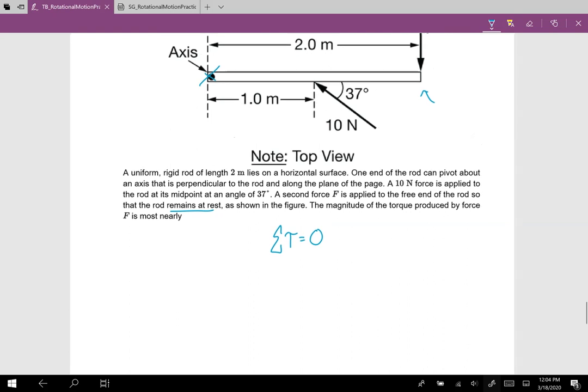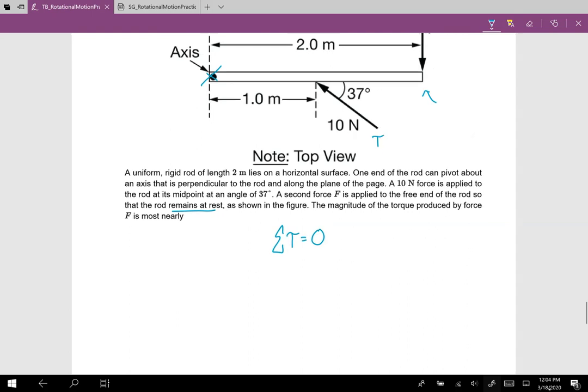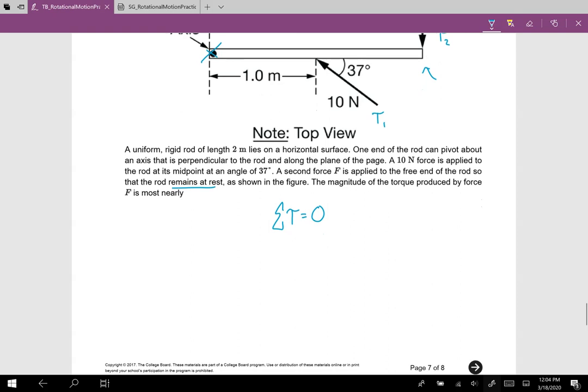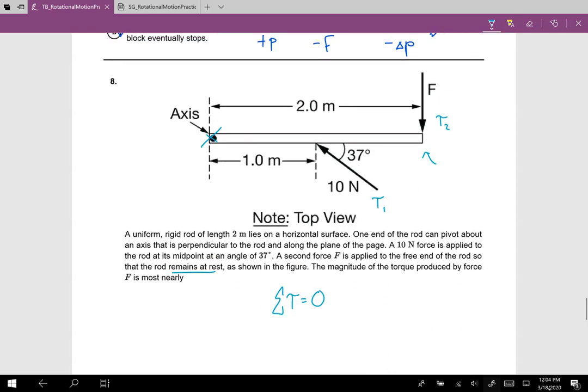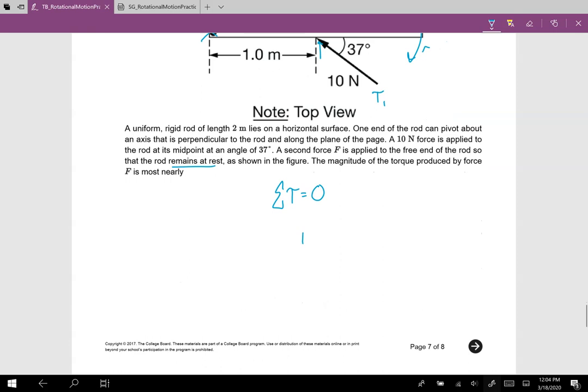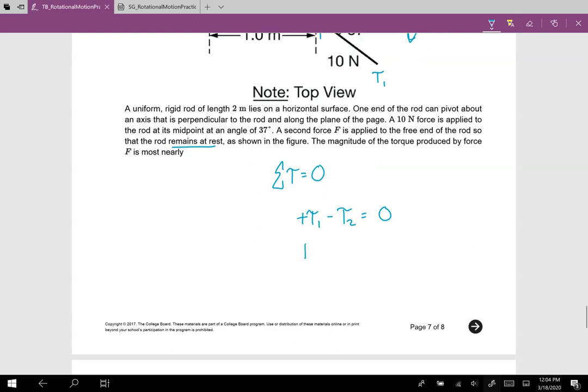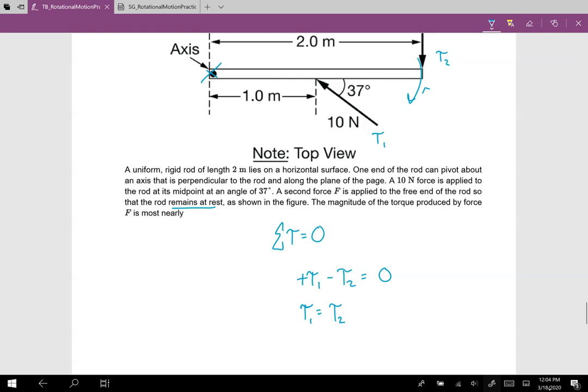What we're really saying is, the net torque, I'm going to call this torque 1, and that torque 2. This is making us rotate in the counterclockwise direction, and this is going to make us rotate clockwise. So we have a positive torque 1 minus torque 2 equals 0 because our net torque is 0. So torque 1 is equal to torque 2. If we can find the value of torque 1, we know the value of torque 2. So let's figure out the value of torque 1.